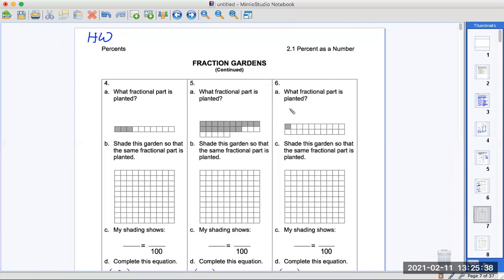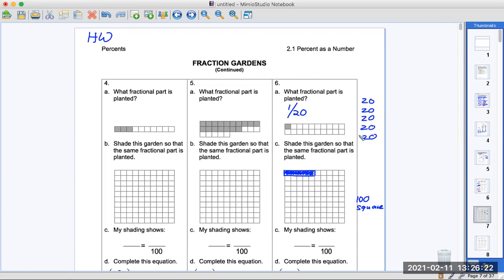What fractional part is planted? 1 out of 10 by 2 is 20. Shade this garden so that the same fractional part is planted. So these were 20 squares. These are 100 squares. So now I have to think, how many of these ones do I have to do? 5 of them. Because 100 is 5 times bigger than 20. There go 20 of these chunks going to 100. 5 of these chunks, I should say.